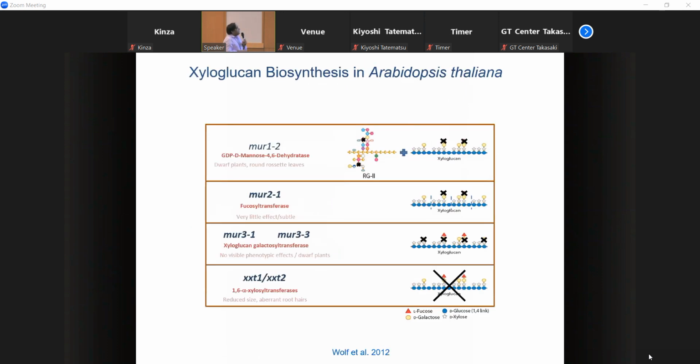These are the key components of the biosynthetic pathway of xyloglucan, which involves XXT, MUR3, MUR2, and MUR1. MUR2 is a fucosyltransferase, which is required for xyloglucan. But MUR1 is a GDP-D-mannose 4,6-dehydratase, which produces L-fucose. This L-fucose is required in both pectin RG2 and xyloglucan. So I will focus more on MUR1 in my presentation.